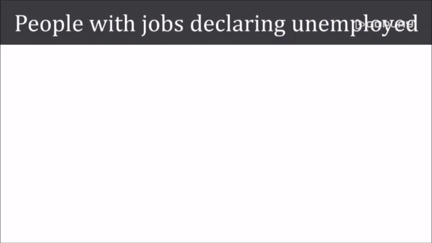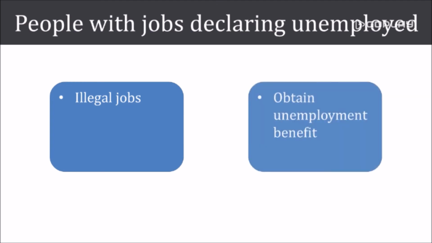On the other hand, people who have illegal jobs and people who wish to obtain unemployment benefits may deliberately declare themselves as unemployed. For example, stay-at-home parents may be contented to choose to be economically inactive. These two groups of people cause the official unemployment rate to overstate the real unemployment situation.